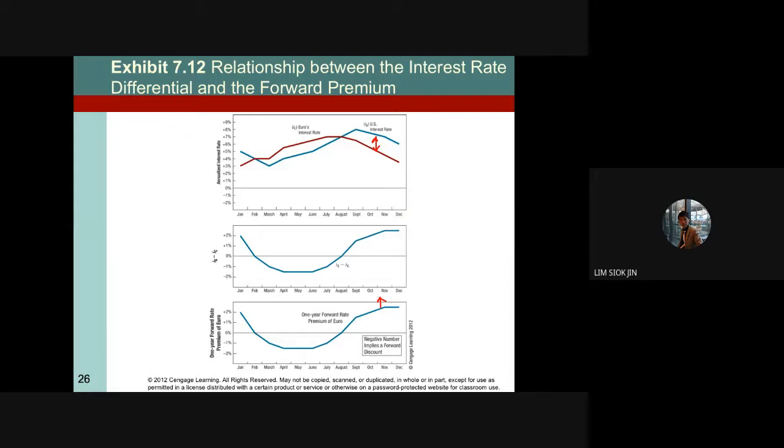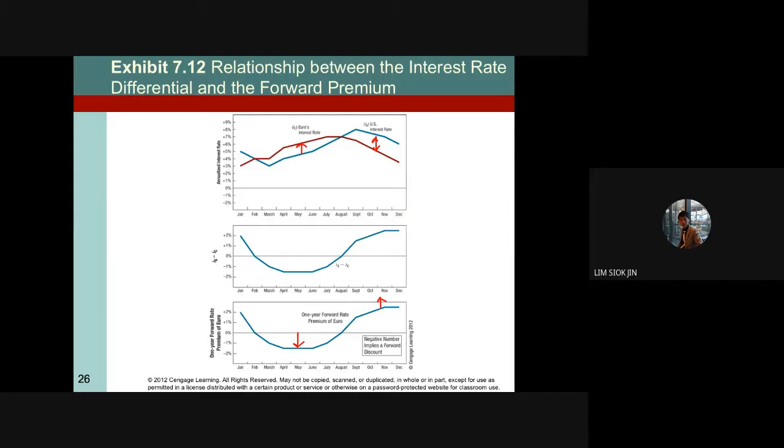And when Euro interest rate is higher, you can see Euro interest rate is higher. So now Euro interest will look more attractive. When Euro interest rate is looking more attractive, what will happen? That means people are going to invest in Europe. So what happens is the forward rate of Euro is no longer premium, it is now discount. Okay, so you see, the moment it differs, the premium will show of the forward rate.